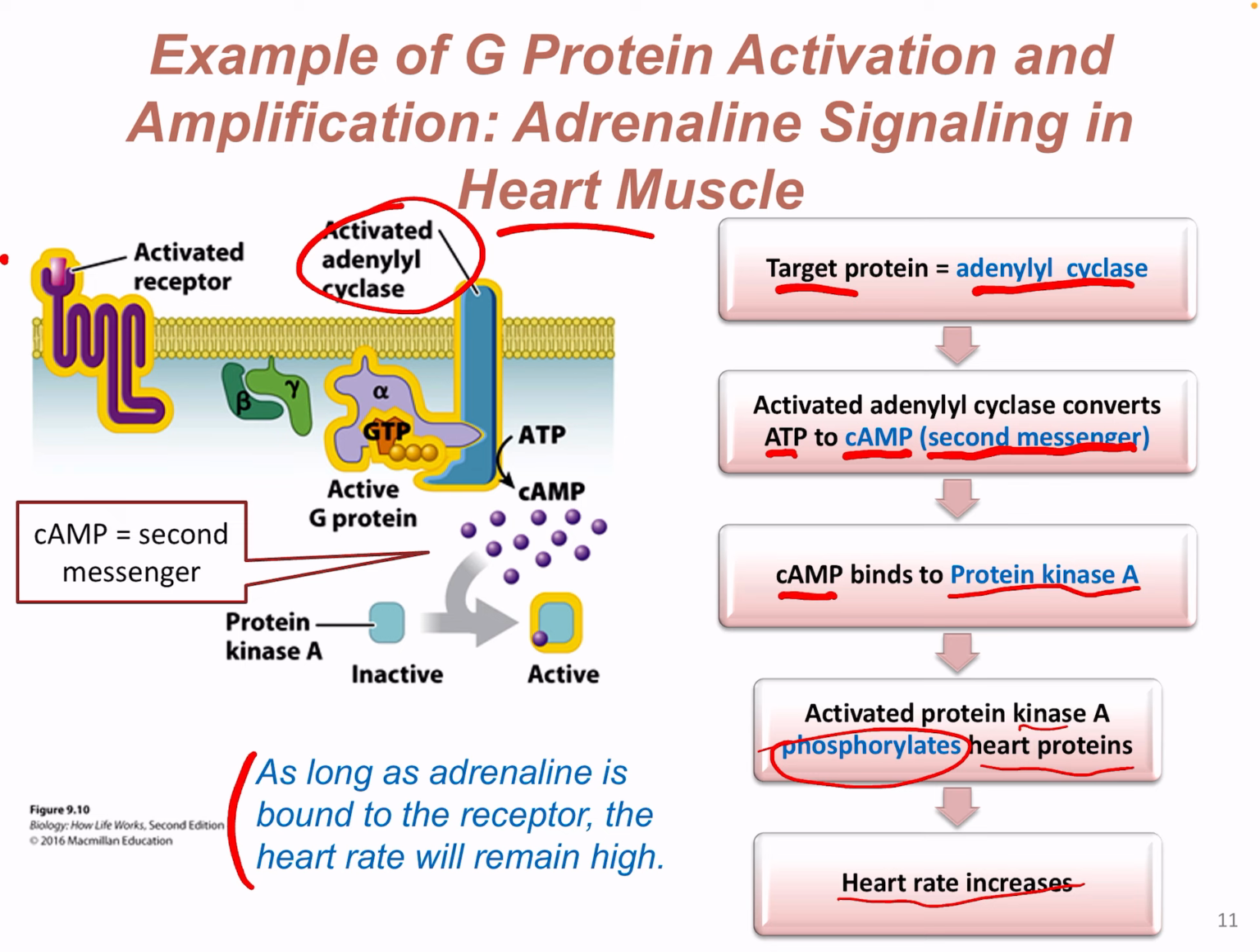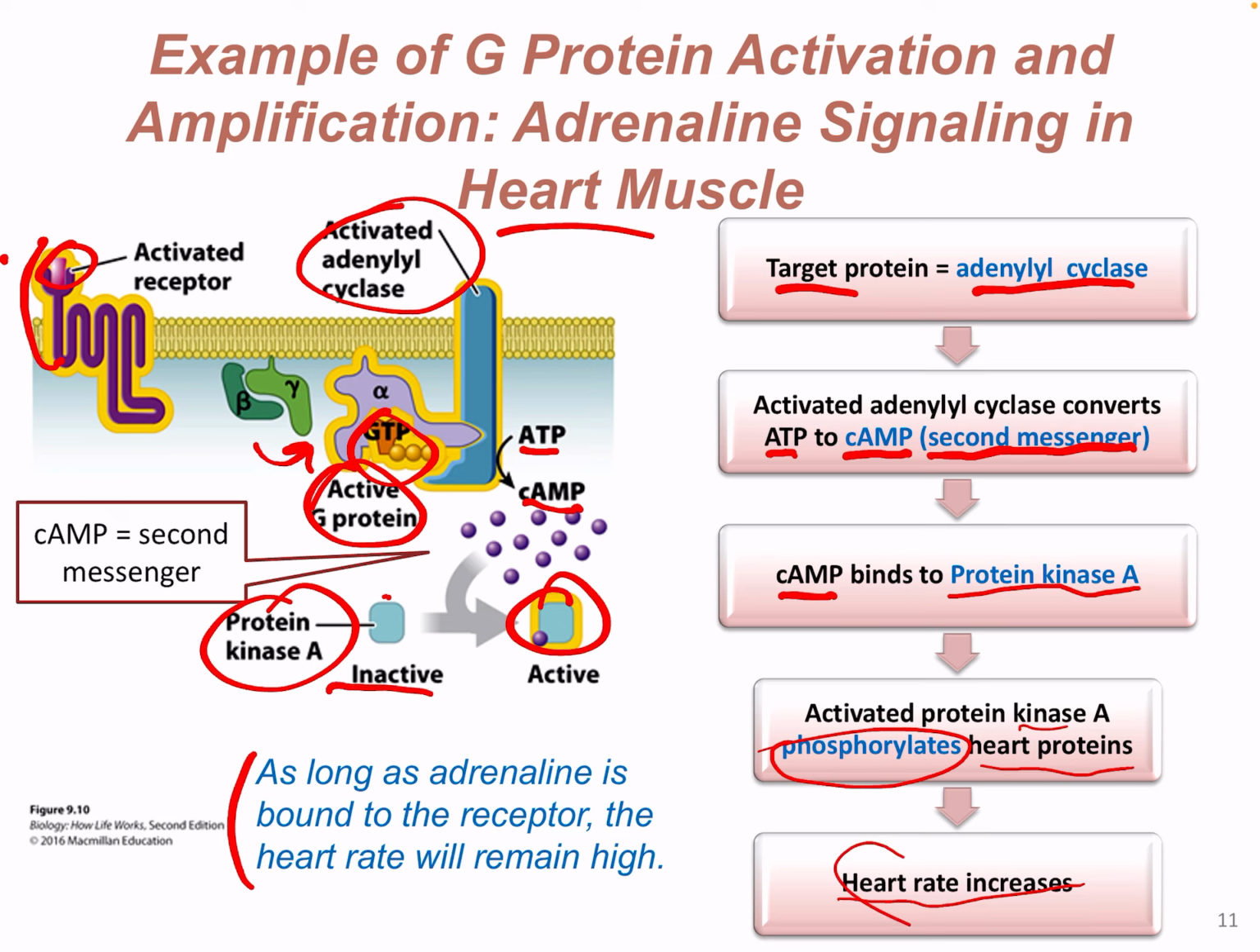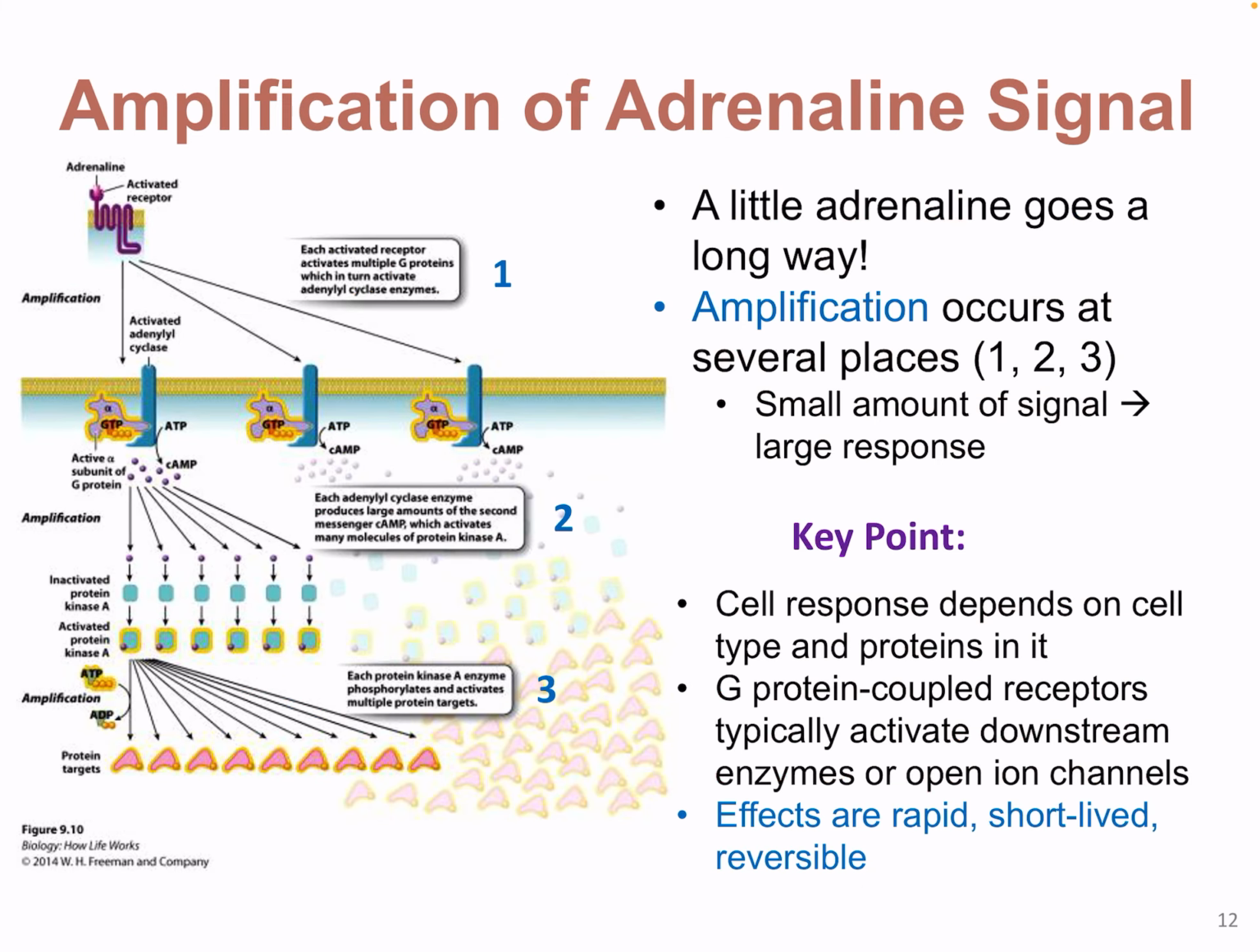Here, again, we have our receptor. We have a bound activated receptor. Alpha is removed from the beta and gamma subunit when it's bound to GTP, when it's an active G protein. This active G protein binds to the target protein, and in this case, it converts ATP to cyclic AMP, and this cyclic AMP with protein kinase A, we can see here, becomes active, and it causes the heart rate to increase. Again, as long as this is bound, it will keep heart rate up. So we have amplification of this adrenaline signal as well.